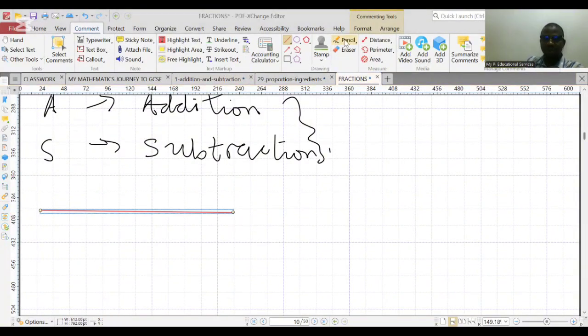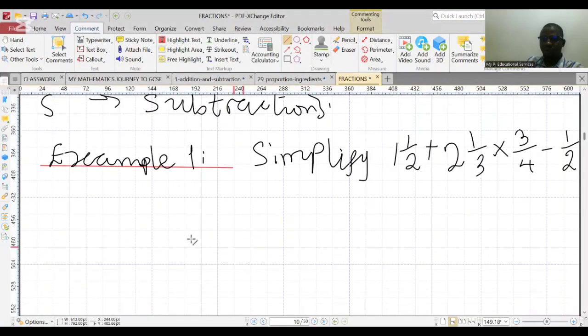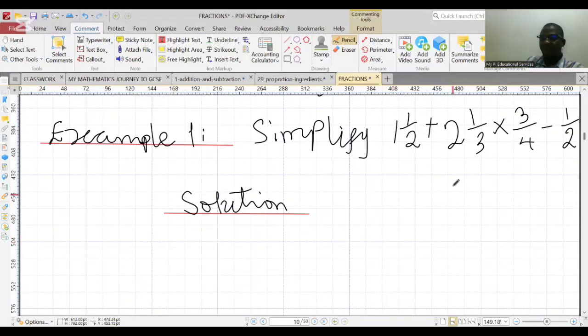Example 1. A question here says simplify 1 whole number 1 out of 2 plus 2 whole number 1 out of 3 times 3 out of 4 minus 1 out of 2. So let's work this out together. Solution. Now, working this out, you need to solve the multiplication first. So let's quickly change everything to mixed number.